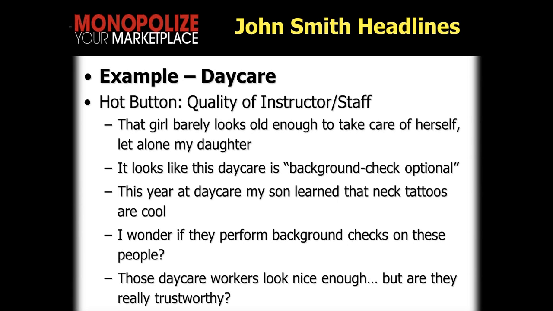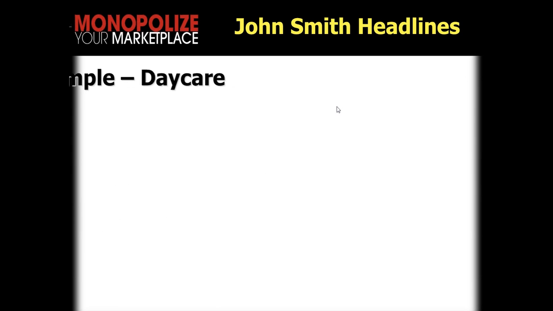Okay. The third one, somebody has a neck tattoo. That would be something I would find unappealing as a parent. Perhaps number 4, again, sketchy people that don't look that great. These daycare workers look nice enough, but are they really trustworthy? Maybe something happened that made me feel that they weren't trustworthy. Okay. So these are the John Smith headlines for the hot button, quality of instructor daycare. Let's go through another example, okay?